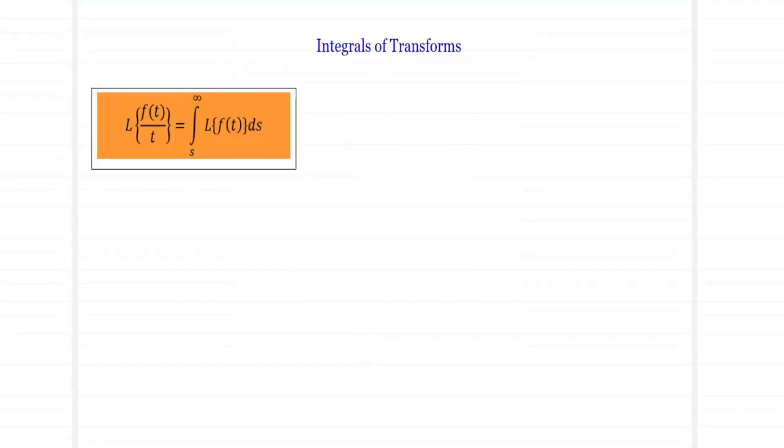The property we are going to see first is called integral of transforms, which says Laplace of f of t divided by t is nothing but integral from s to infinity Laplace of f of t ds. So whenever there is a division by t, it has to be integrated with respect to ds. Can we now apply it to a simple problem and see?